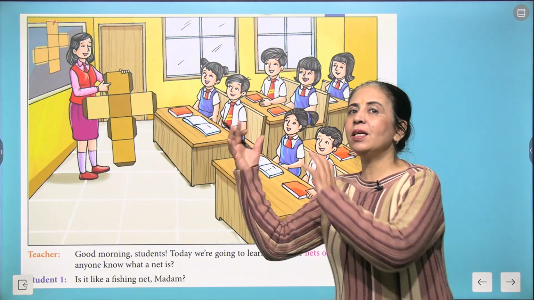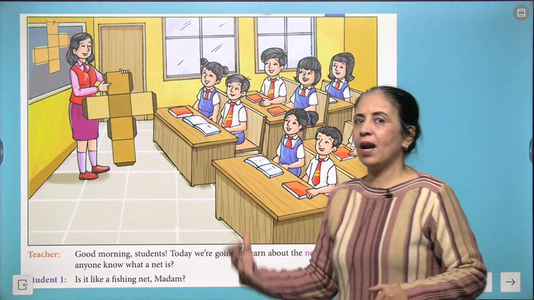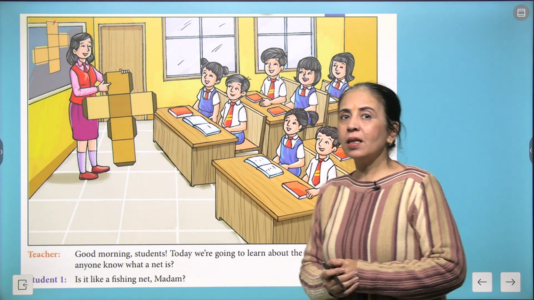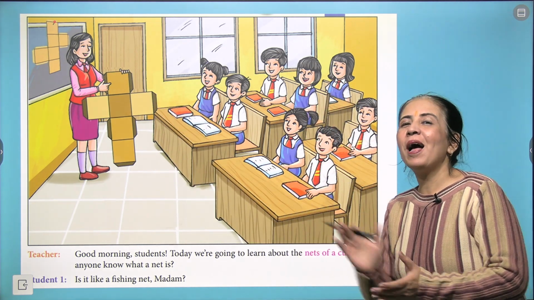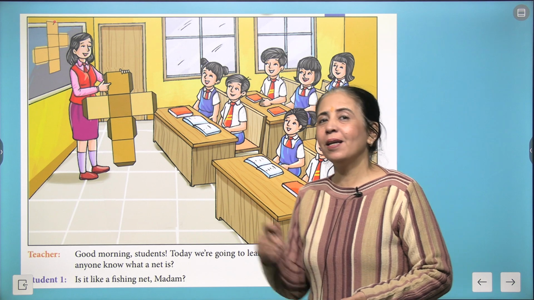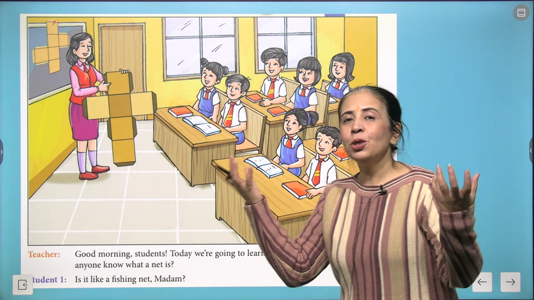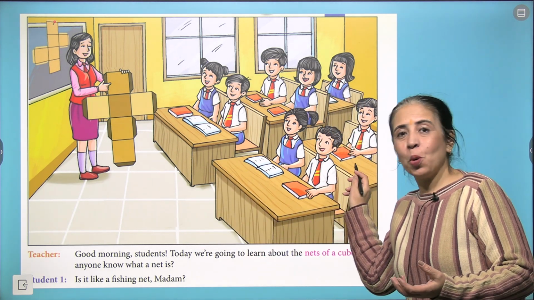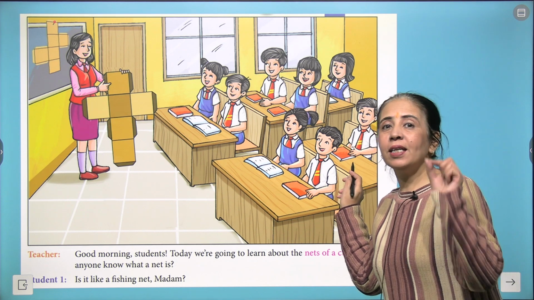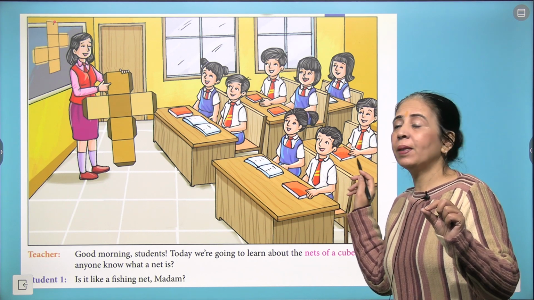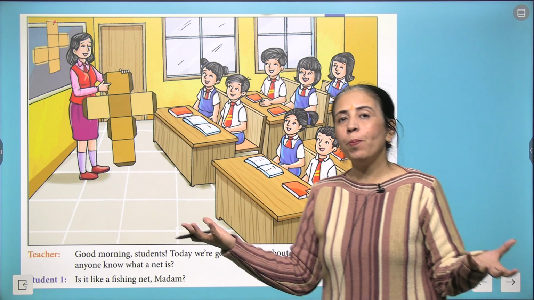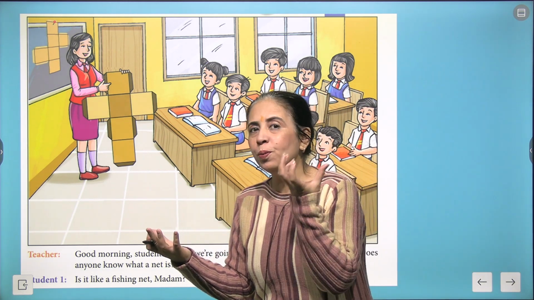So here the teacher is having a net in her hand and she's asking the students, what is it? And students said that this is a net to catch the fish. So funny, isn't it? The teacher explained it that this is the open form of the cube that you hold in the hand.